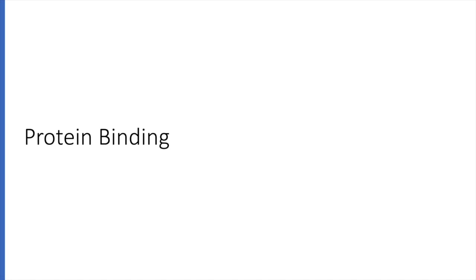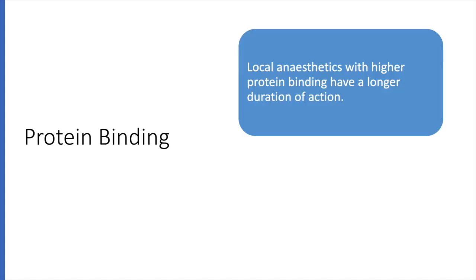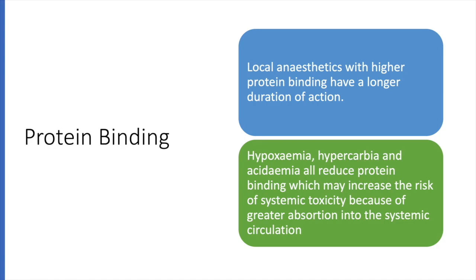So local anesthetics that have a higher protein binding tend to have a longer duration of action. There are a number of factors which reduce protein binding. So things like low oxygen environments, high carbon dioxide environments, low pH environments. And because of that, because of the reduced protein binding, there is a risk that systemic toxicity can occur because the local anesthetic agent is no longer bound to plasma proteins. It can then be absorbed into the systemic circulation. So we need to be aware of that when we're dealing with more unwell patients.